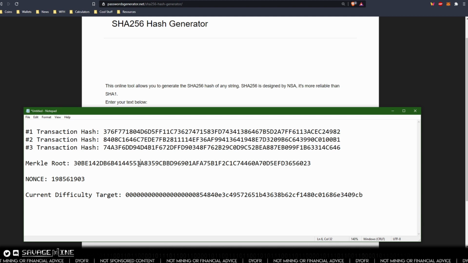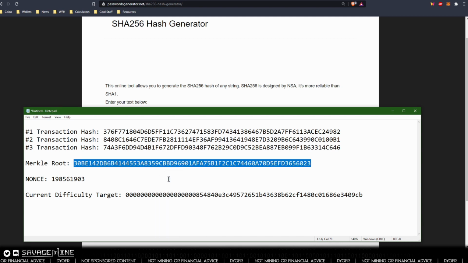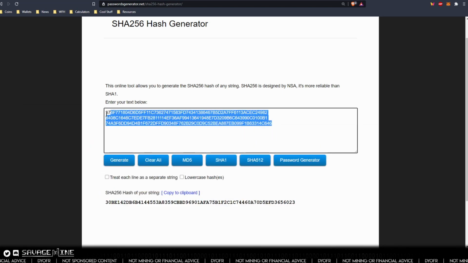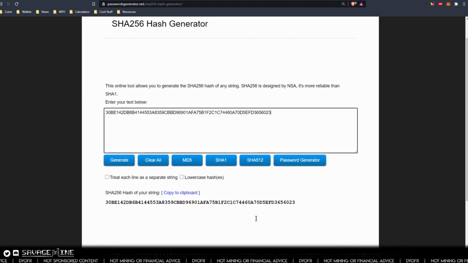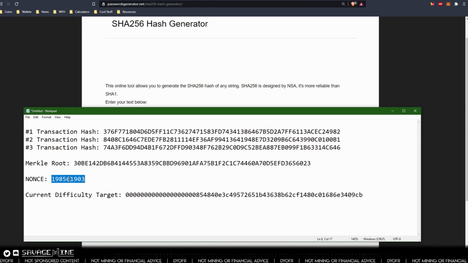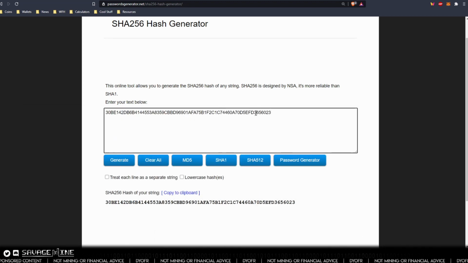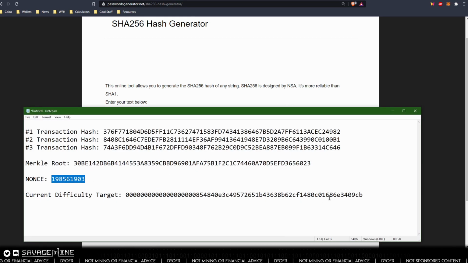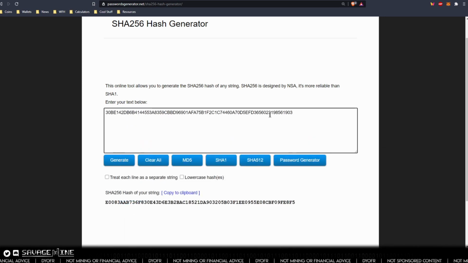Okay, so here's where we get into what's going on in your miner. So we're going to copy that Merkle root, paste that in here. Then the nonce is what is appended to that Merkle root, like that. And if you watch down here, you can see that the hash is changing, right? So that's what your miner is doing, is looking at this number and running that through the hashing functions.